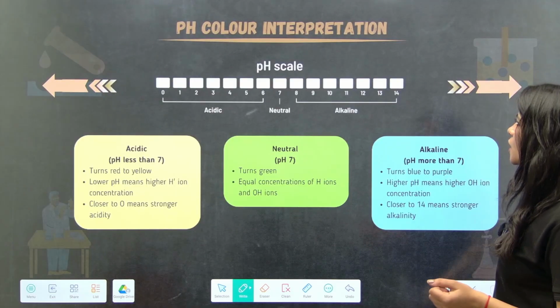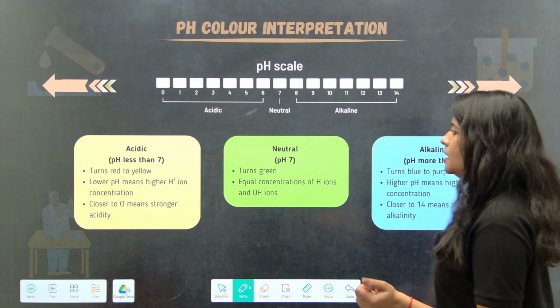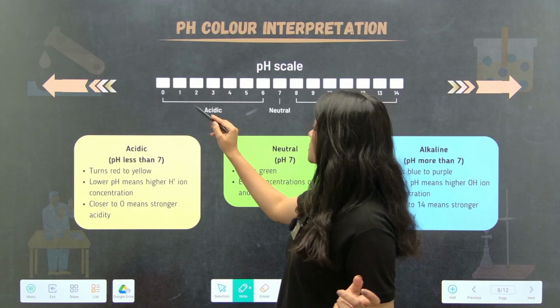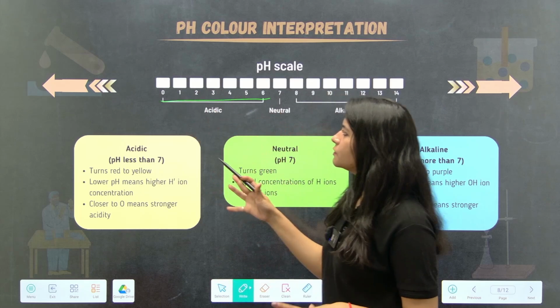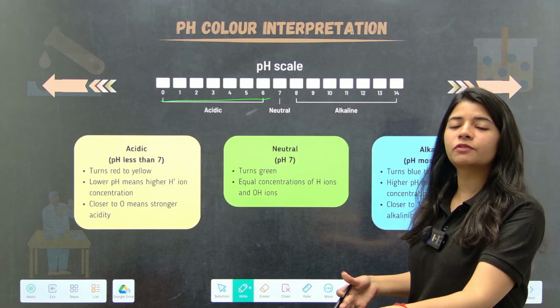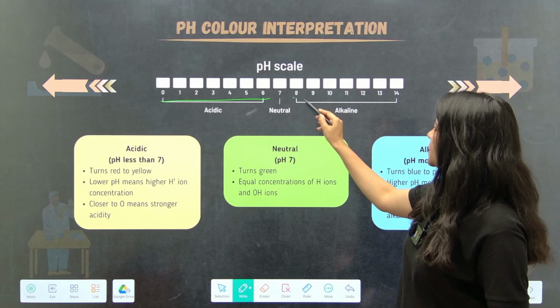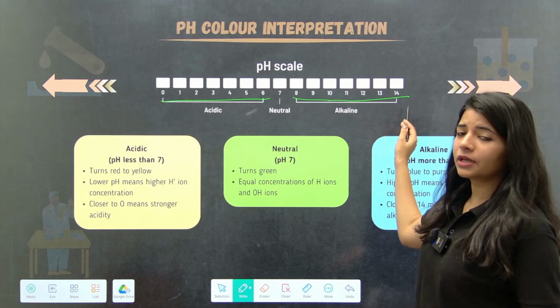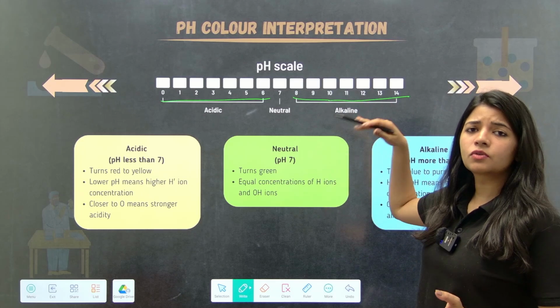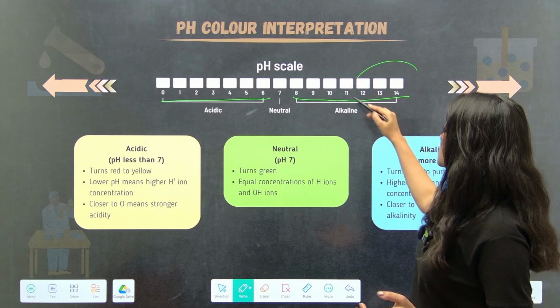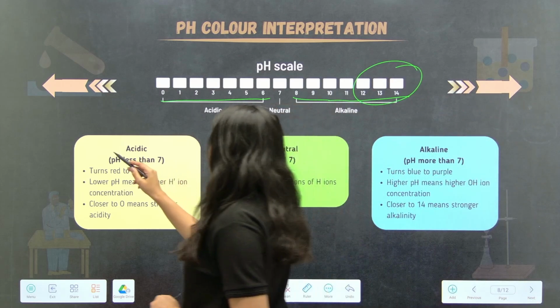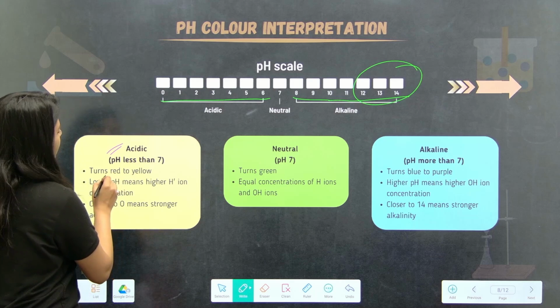Now let's move on to the pH color interpretation. In acidic, as we have already discussed, it's from 0 to 6, and the ones which are strong acids lie at the extreme of this pH scale. And here the pH for bases is 8 to 14. The ones which are stronger lie at the extreme of the pH scale, towards this side. Now acidic, which is pH less than 7, turns red to yellow.